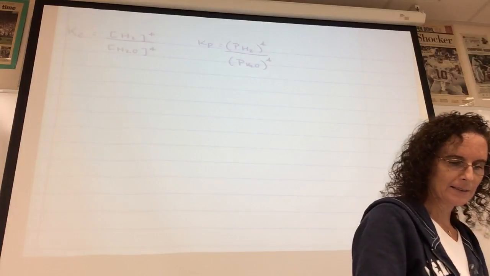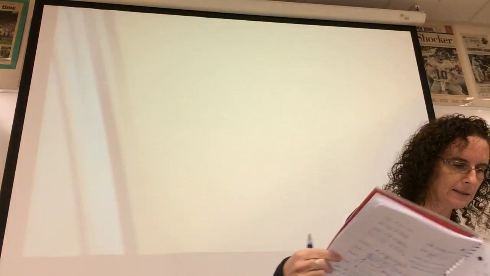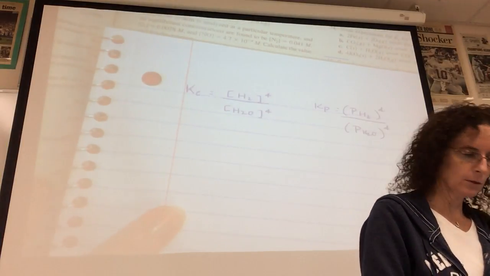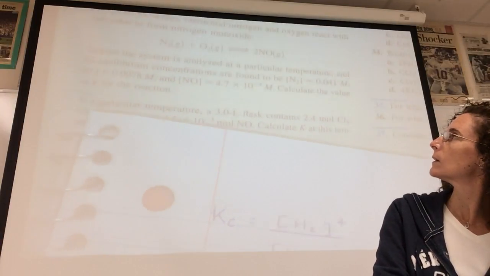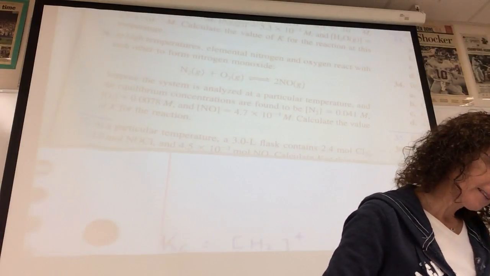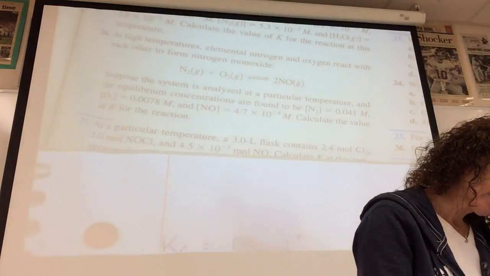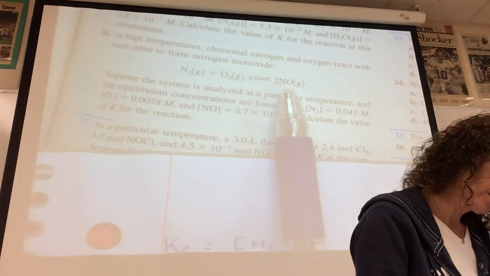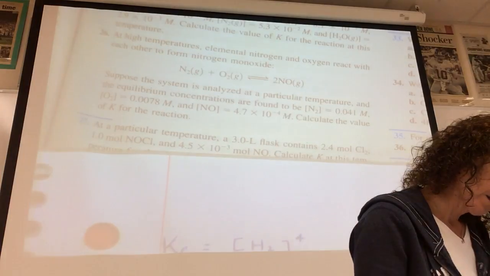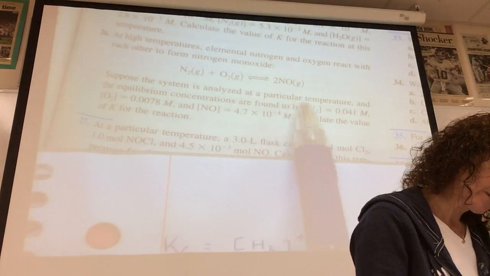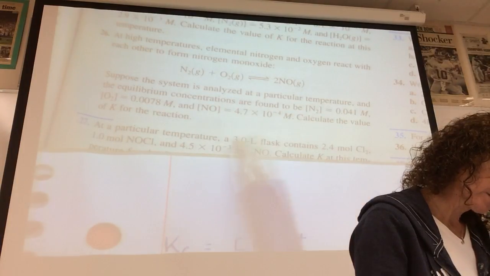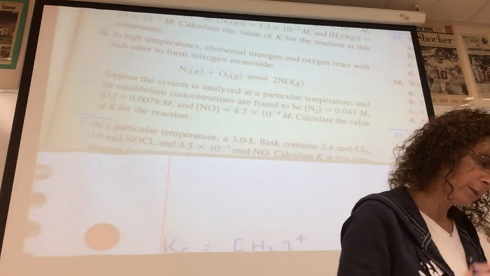Okay, so I had said we were going to look at 26. Let's take a look. It says at high temperatures, elemental nitrogen and oxygen react with each other to generate nitrogen monoxide. Suppose the system is analyzed at a particular temperature and the equilibrium concentrations are found to be. Oh, that's just an easy problem to do.